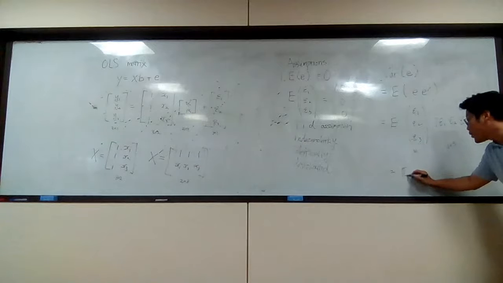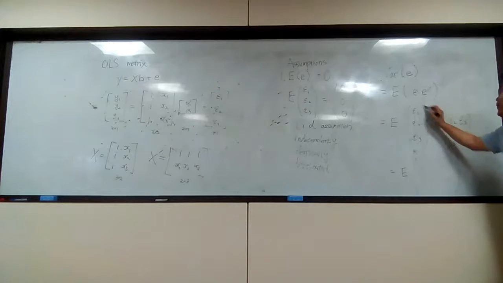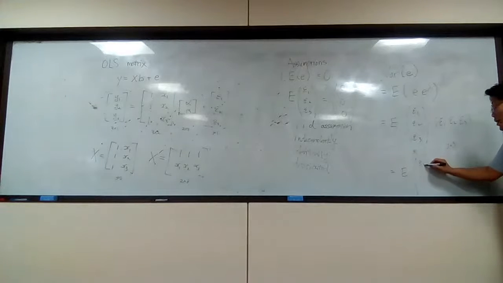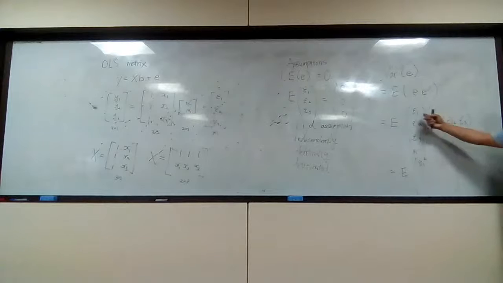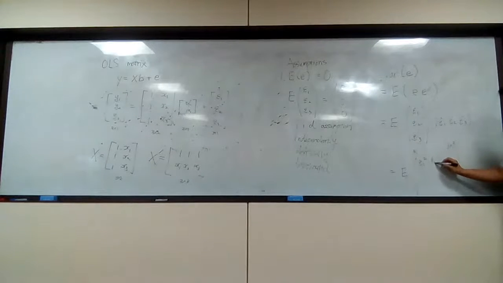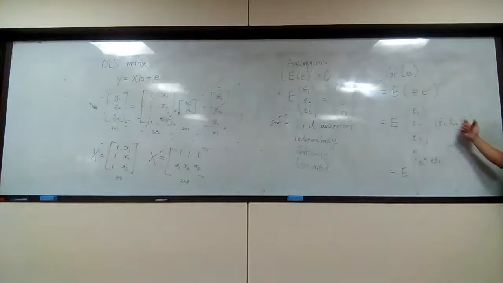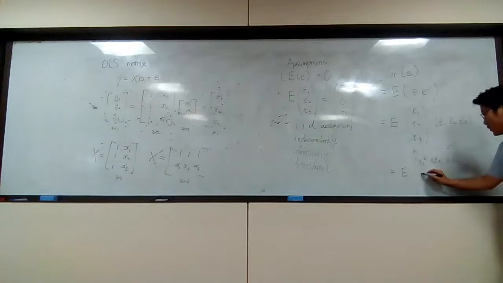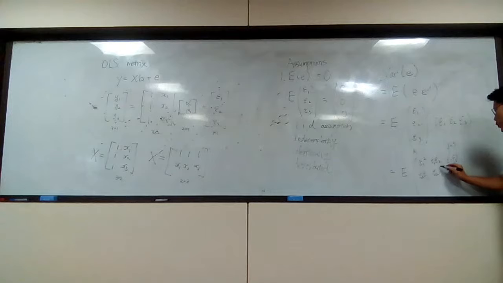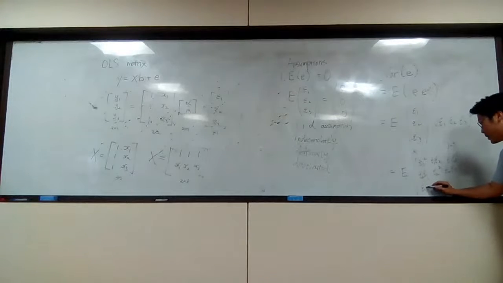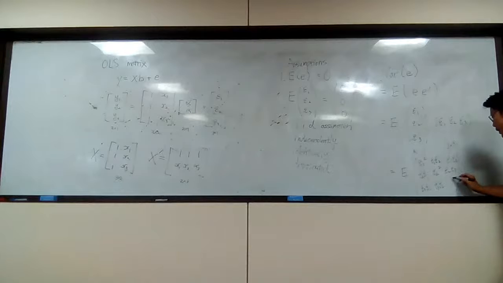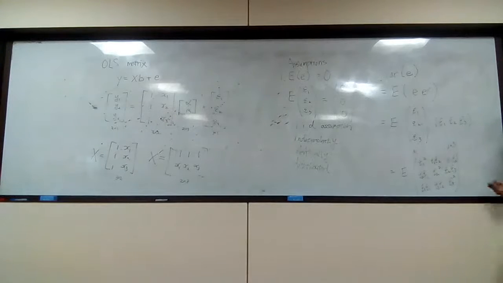Then the expected value of what? This one, first row, first column, epsilon 1 square. Okay? Epsilon 1 times epsilon 2 here. Epsilon 1 times epsilon 3 this way. Okay? The second row is epsilon 2 times epsilon 1, epsilon 2 square, epsilon 2 times epsilon 3. Epsilon 3 times epsilon 1, epsilon 3 times epsilon 2, epsilon 3 square. Okay? This one. Question?